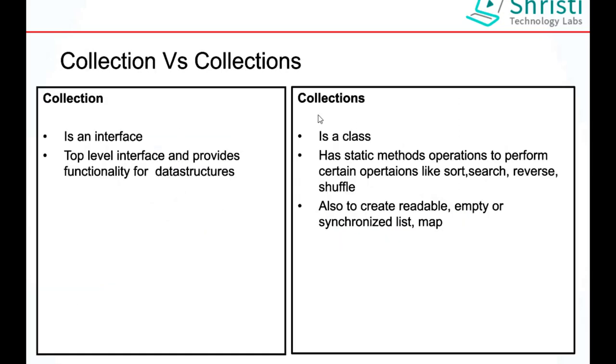What is the difference between Collection and Collections? Collection is an interface. It is the top level interface. It provides the functionalities that are needed for data structures like list, set, queue and deque. Collections is a class. This class has static methods with the help of which you can perform operations like sort, search, reverse and shuffle. Also, with the help of this Collections class, you can create readable, empty or thread safe collections.